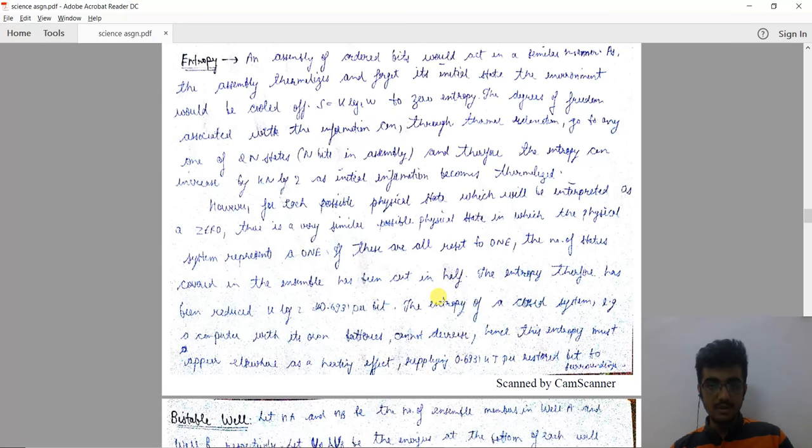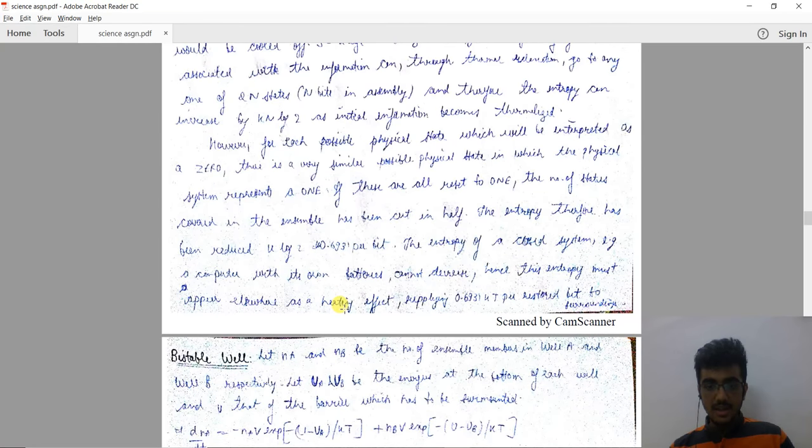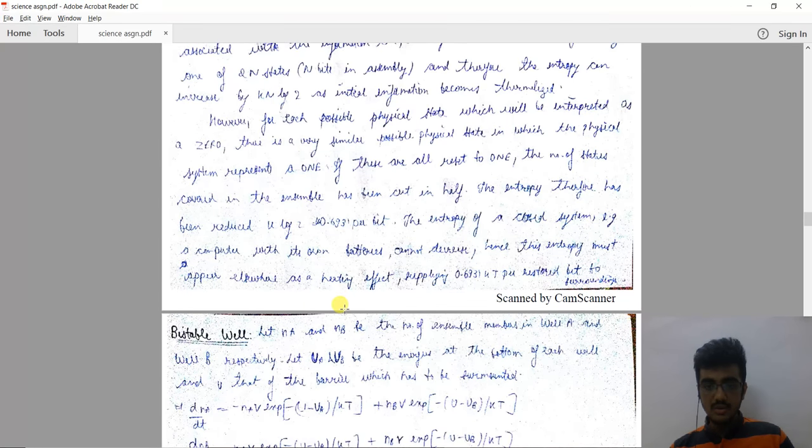However, for each possible physical state which will be interpreted as 0, there is a very similar possible physical state in which the physical system represents a 1. If these are all reset to 1, the number of states covered in the ensemble has been cut in half. The entropy therefore has been reduced by k log 2, which is 0.693 times k per bit. The entropy of a closed system, for example a computer with its own batteries, cannot decrease. Hence this entropy must appear elsewhere as a heating effect, supplying 0.693 kT per restored bit to the surroundings.